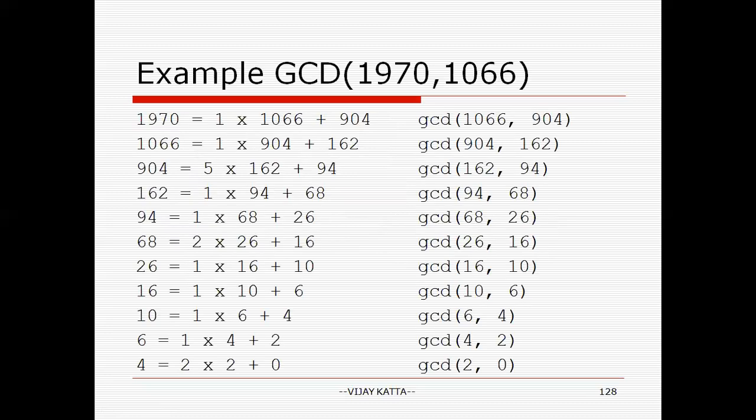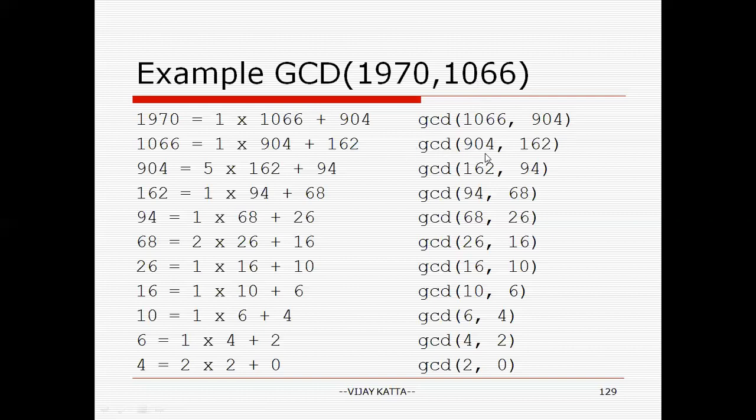Now how to calculate the GCD, because the RSA algorithm depends upon the GCD. This is a technique I have explained here. We have to calculate the GCD of 1970 and 1066. The simple technique is, first we write the small number here, 1066. We will start with 1970 and 1066. Then we will calculate the remainder. So this is nothing but the remainder of 1970 divided by 1066. Our value is 904, and this value will be kept here.